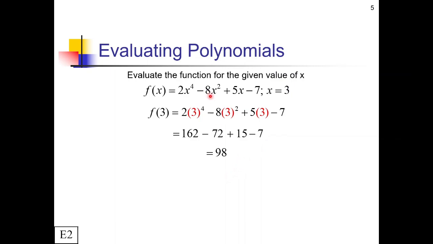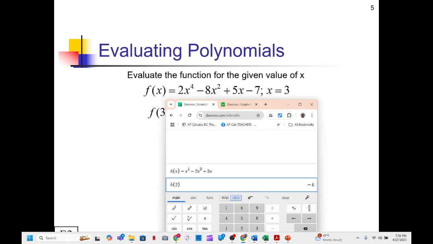Now we can use Desmos to plug things into the calculator. So here is Desmos, and if you want to use it for this purpose, you just have to define the function in Desmos. So f of x equals 2x to the fourth minus 8x squared plus 5x minus 7. And then you can plug anything you want into that function now that you've defined it.